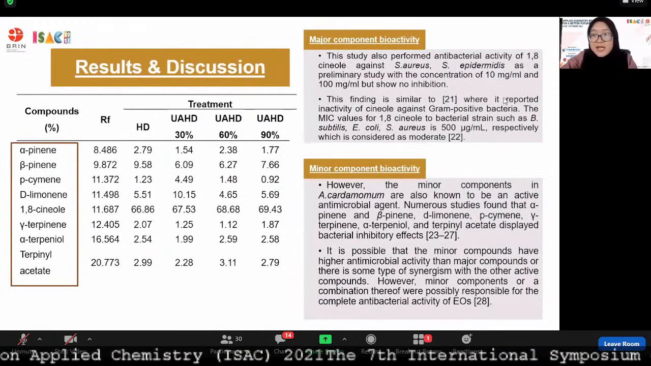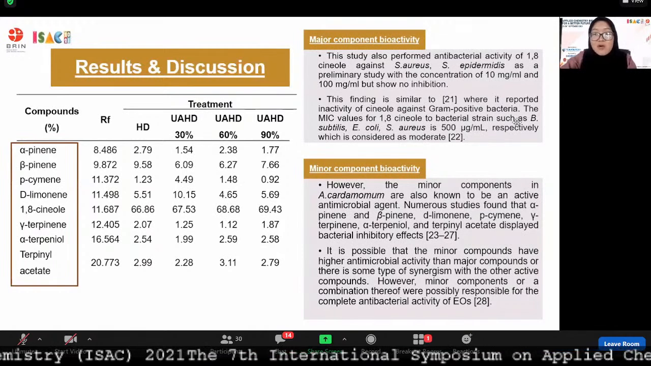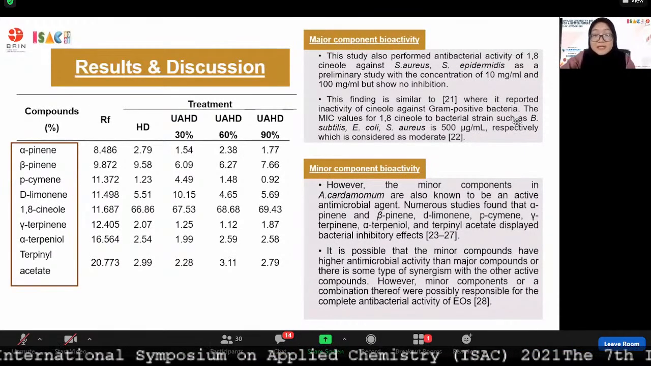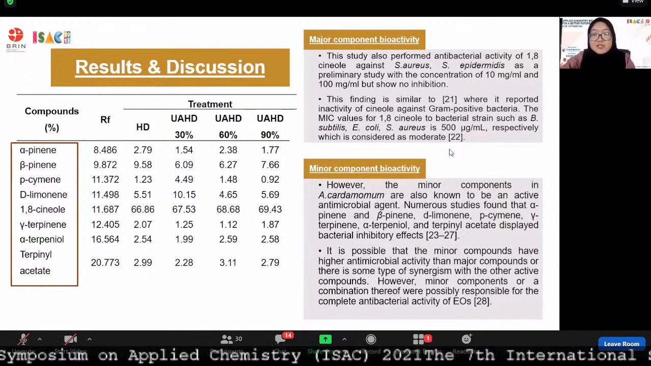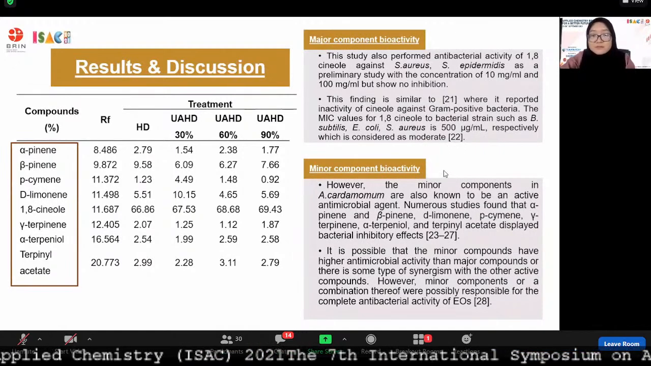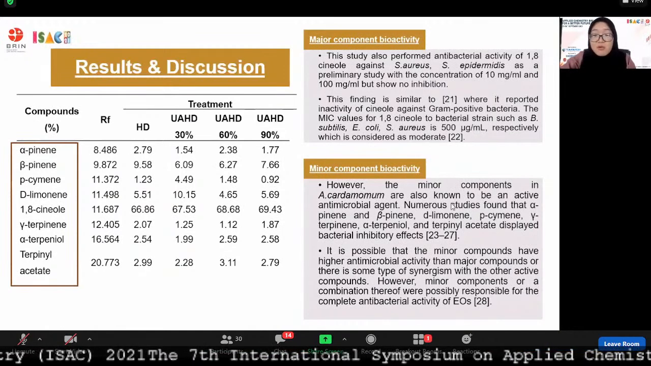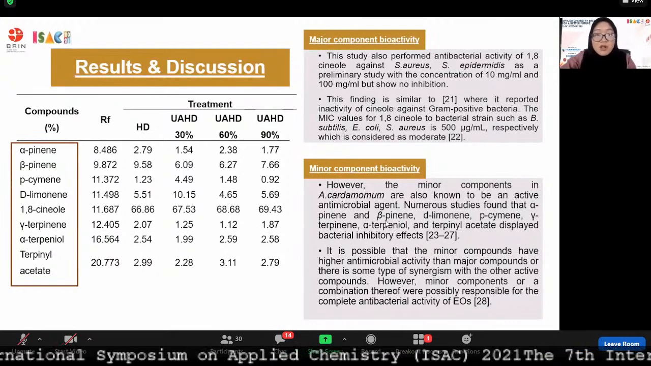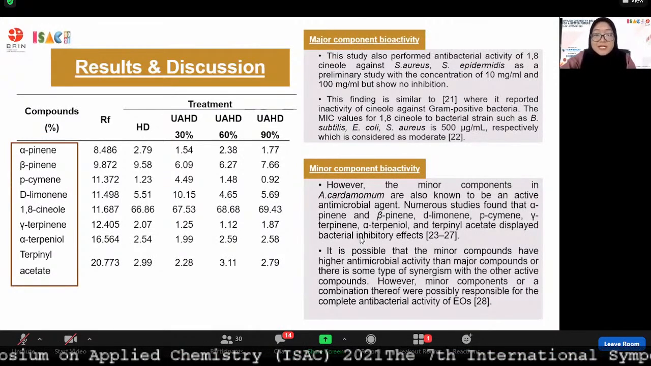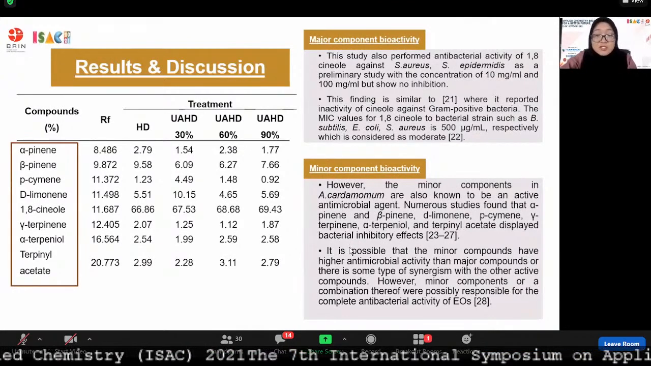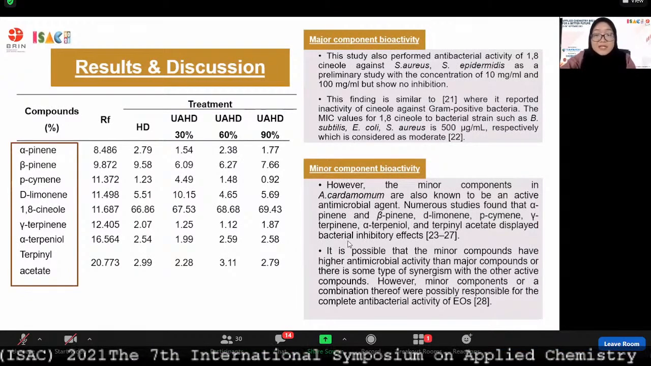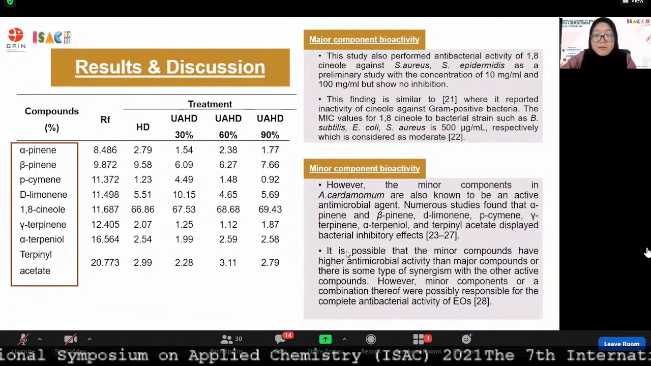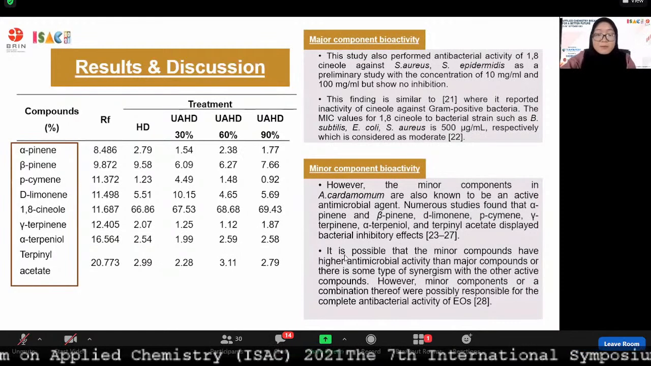The study also performed antibacterial activity of 1,8-cineol against S. aureus and S. epidermidis as a preliminary study with the concentration of 10 mg per milliliter and 100 mg per milliliter, but showed no inhibition. This finding is similar to some reports where inactivity of cineol was reported. However, the minor components in Amomum cardamomum are also known to be active antimicrobial agents. But because the minor components only exist in a small percentage of total composition, there are many possibilities of the mechanism of Amomum cardamomum oil. It is possible that the minor compounds have higher antimicrobial activity than the major compound, or there is some type of synergism with the other active compound, or the combination of minor and major compound were possibly responsible for the complete antibacterial activity.